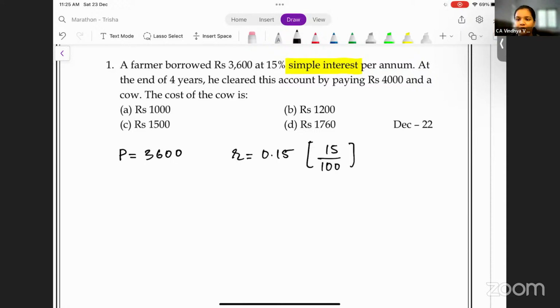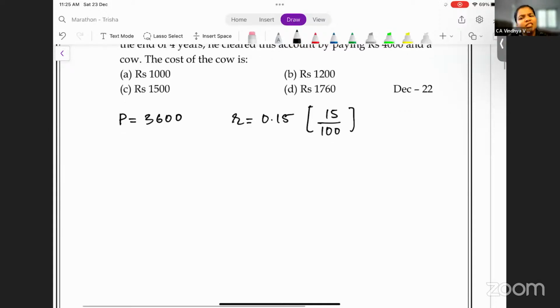Now to find the cost of the cow, you need to know how much the farmer should have paid, right? That means you have to find the amount, right? We'll simply calculate the simple interest first. If you calculate the simple interest and add the principal to it, you'll get the amount. So what is the formula to calculate simple interest? It is P into R into T.